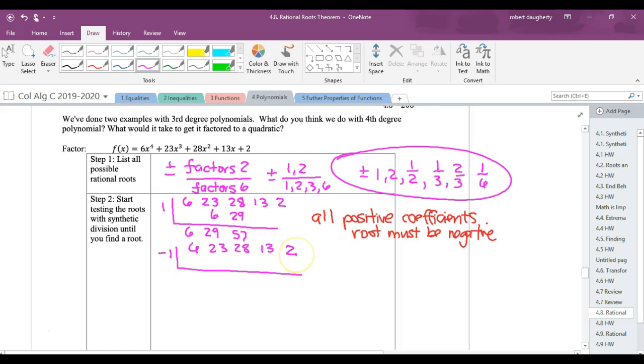If the coefficients are all positive, there's no way a positive root is going to work, because you're going to be multiplying, adding all positive numbers. You'll never get to 0. So if something works, it's going to have to be negative. So bring down the 6. -1 times 6 is -6. That's 17. Multiply here, you get -17, and that gives you what? 11. Multiply here, you get -11. Add to get 2. I'm feeling good about this one. Okay. There we go. What does that mean? Yeah. So I now know that x plus 1 is a factor.